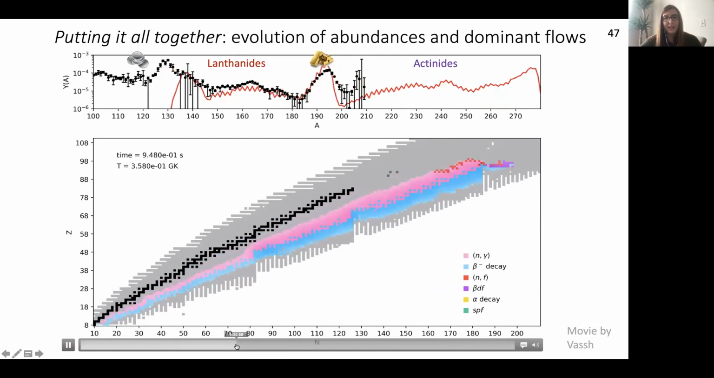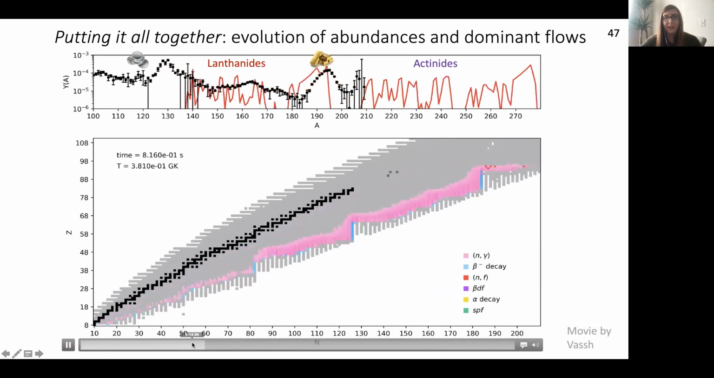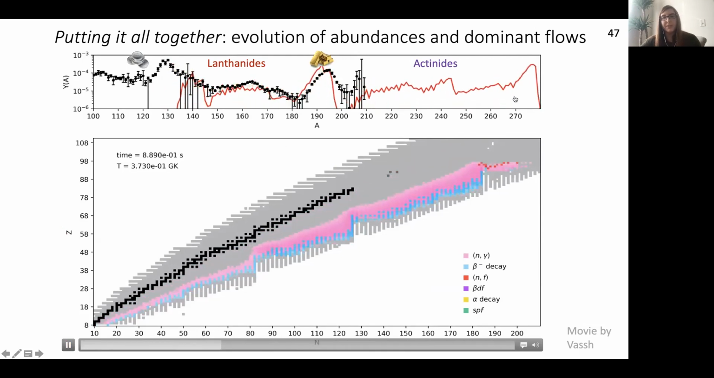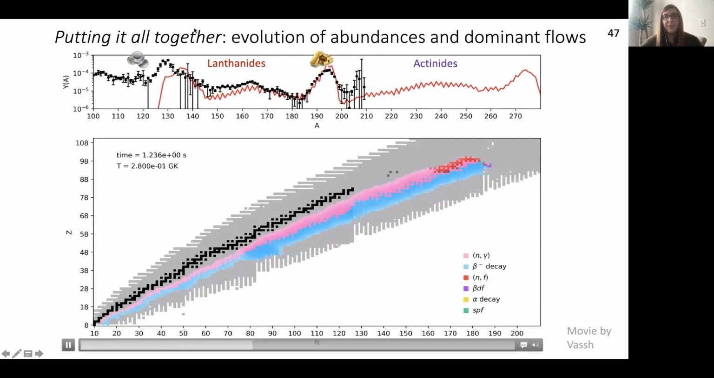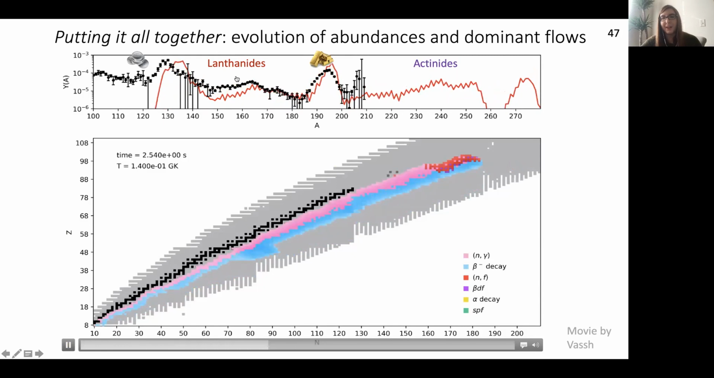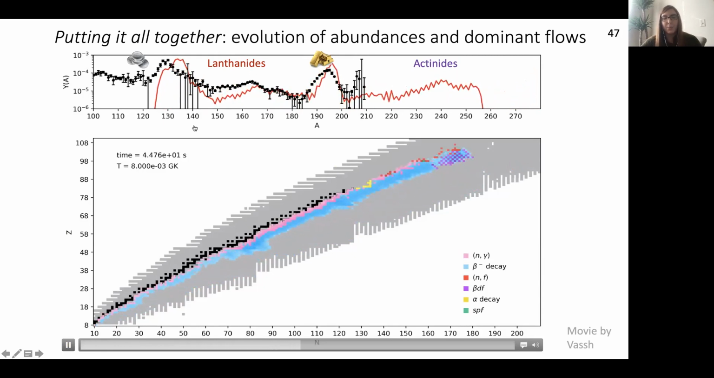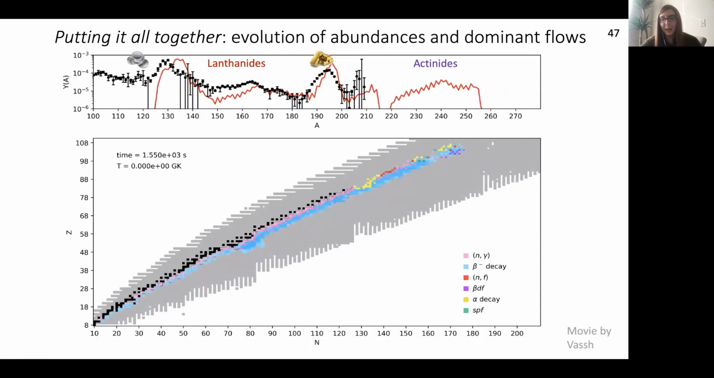So you can see here, I'm going to go all the way back. We have moved all of our stuff into the actinides. It's a very neutron-rich condition. Now we're fissioning and filling back in this region of the lanthanides and near the second peak. And right about here, we're pretty much done with our abundances, and that was on the order of seconds, okay?